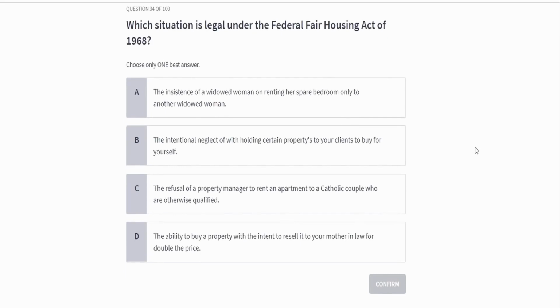Which situation is legal under the Federal Fair Housing Act of 1968? All right, so A, the instance of a widowed woman renting her spare bedroom only to another widowed woman. B, the intentional neglect of withholding certain property from your clients to buy for yourself. C, the refusal of the property manager to rent an apartment to a Catholic couple who are otherwise qualified. Or D, the ability to buy a property with the intent to resell it to your mother-in-law for double the price. So think this one over. Here's some time for you guys, starting now.